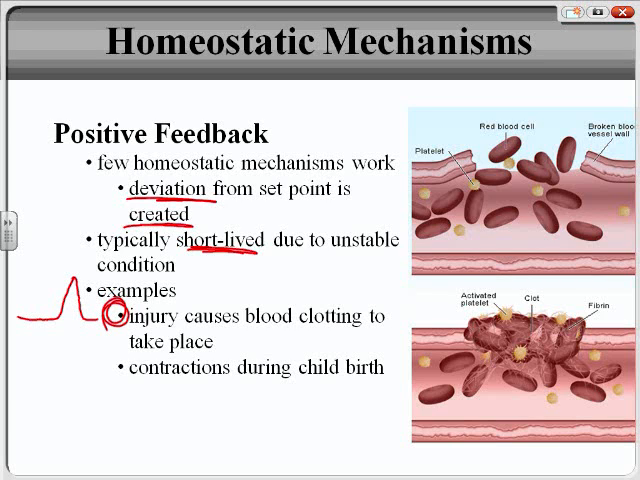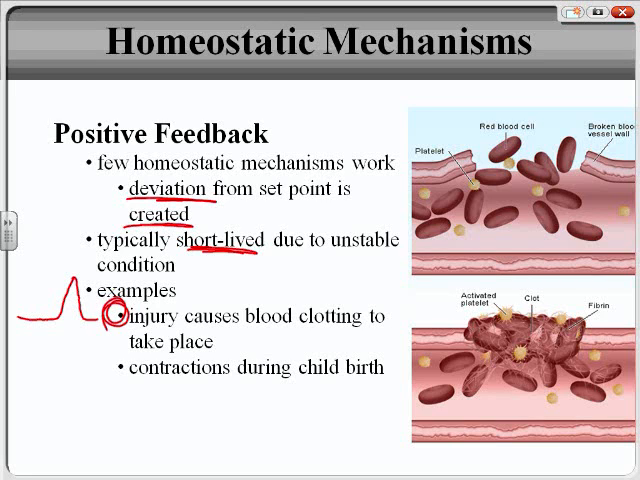It's a quick deviation from the set point value in order to fix some sort of error or problem. Another example is contractions during childbirth. Typically, a female is not looking for those contractions on a consistent basis. But those contractions, that abnormal body functioning, that abnormal internal environment, needs to occur for that short amount of time in order for childbirth to occur.